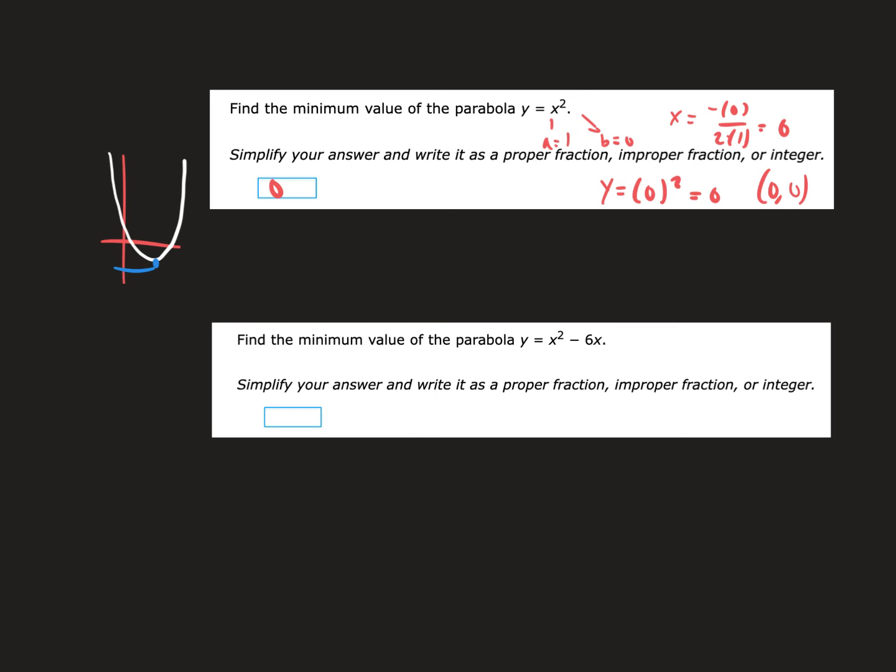Similar deal on this next one. A is 1, b is negative 6, so x equals negative 6, watch that sign, over 2 times 1, which is positive 6/2, which is 3. Plug that back in, y equals 3 squared minus 6 times 3, which is 9 minus 18, which is negative 9. So the vertex is at 3, negative 9. So I would just type in negative 9 over here and get the answer.